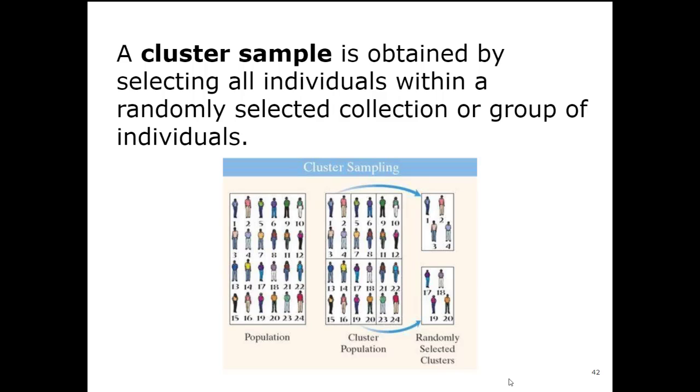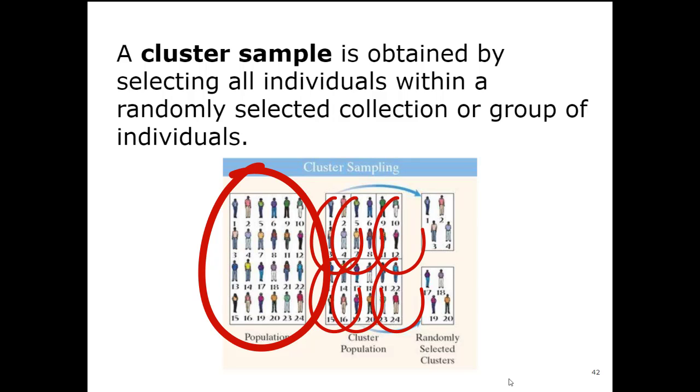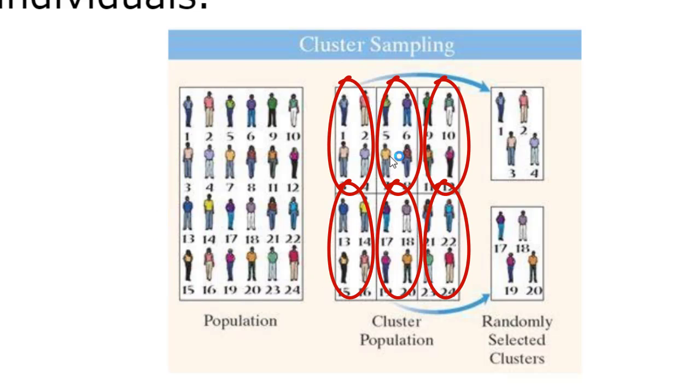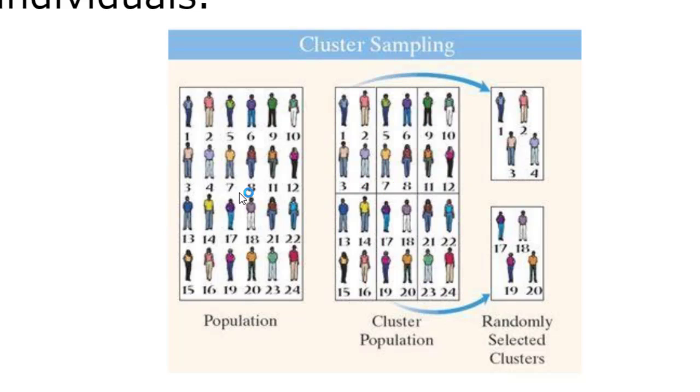Another type of sampling technique is a cluster sample. In that situation, the population is divided into different groups. So, for example, here is a population of 24 people, and these 24 people are put into 6 groups of 4 people. So here's 1 group, 2 groups, 3 groups, 4 groups, 5 groups, 6 groups. Instead of selecting 8 people at random from the general population, what's happened here is 2 groups were chosen at random.